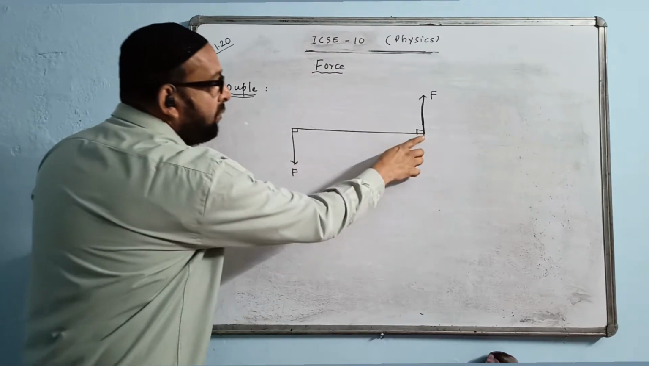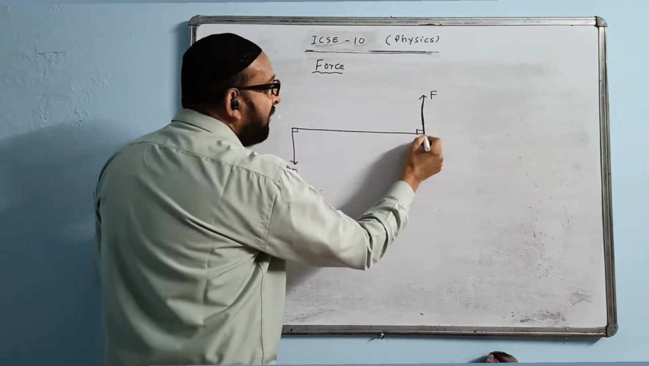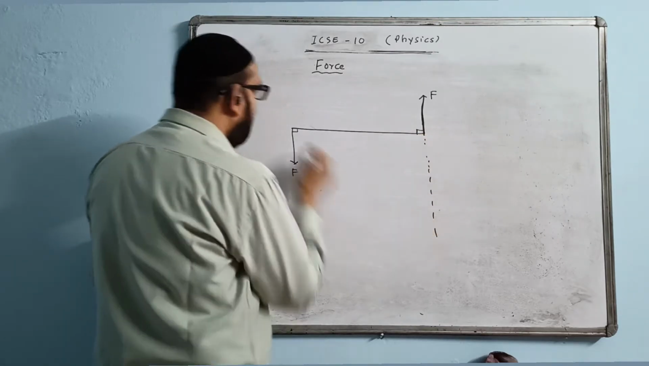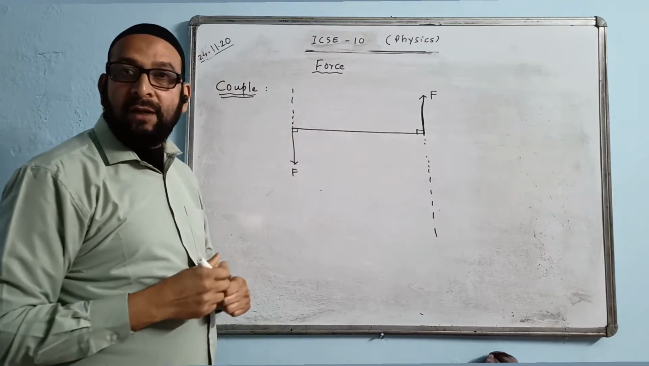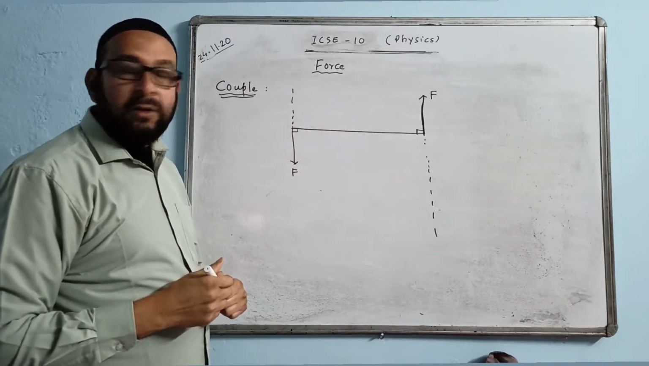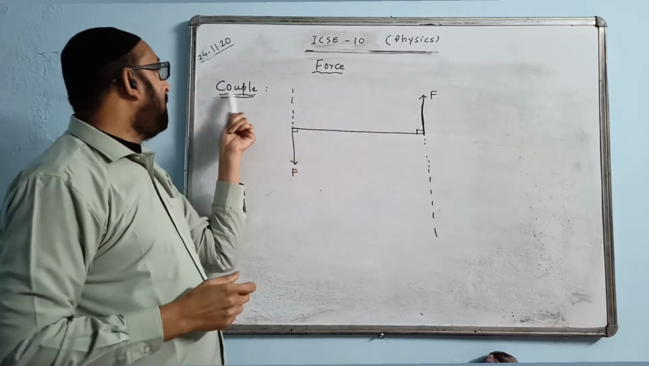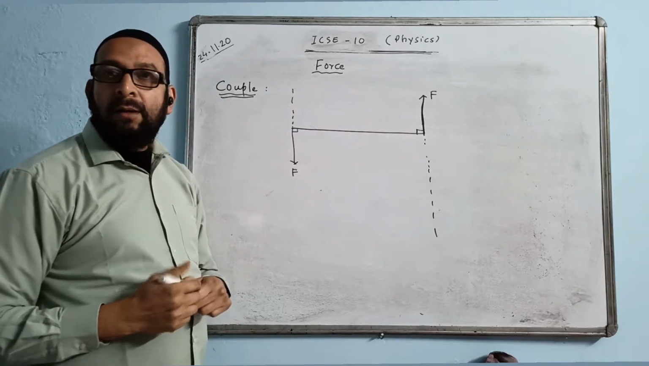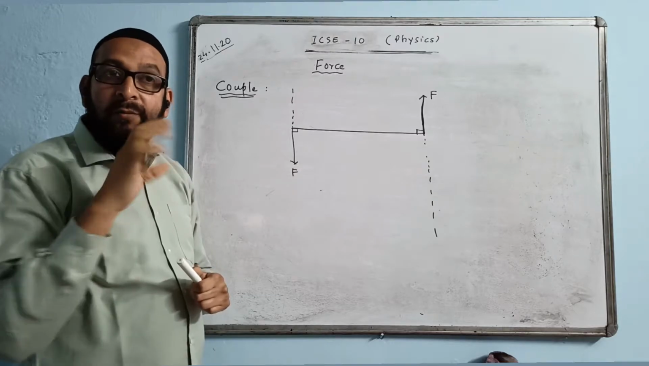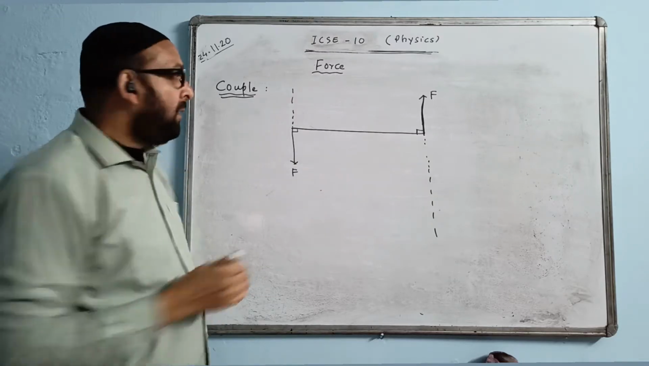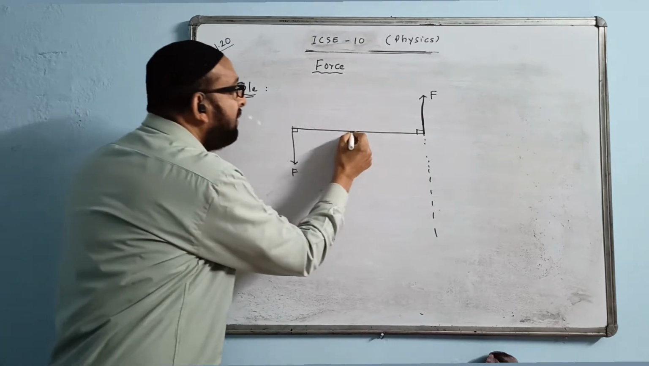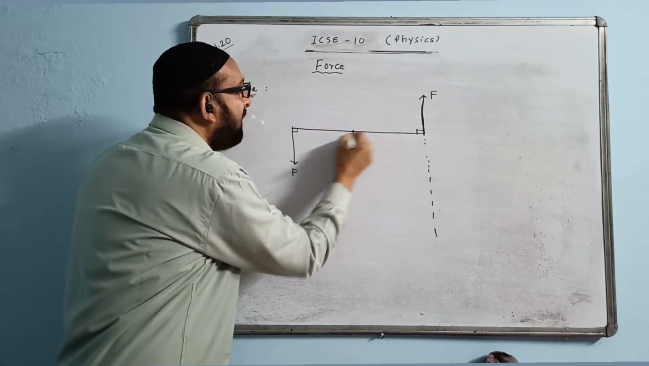The line of action of this force, if we draw, is a dotted line like this. Here the dotted line. Do you think they have the same line of action? They do not have same line of action. So such forces are called a couple. What is the role of a couple? Couple will produce rotation in the body about its midpoint. The body will start turning about its midpoint, exactly midway.